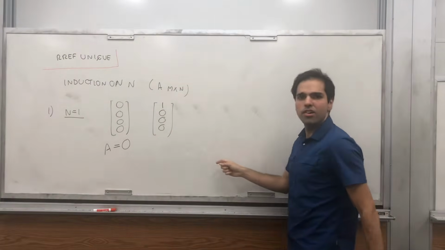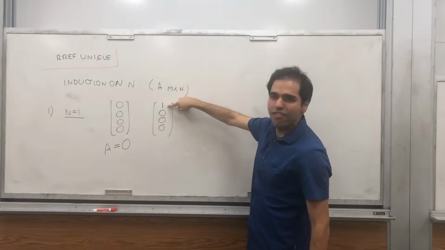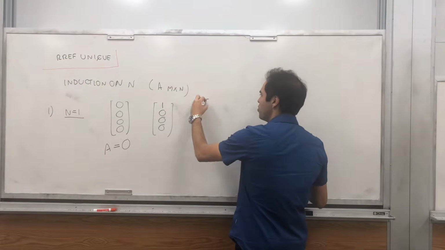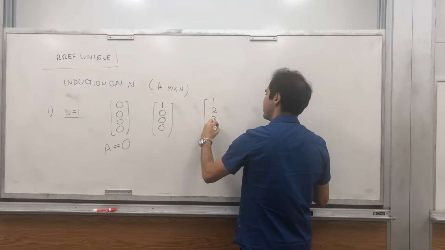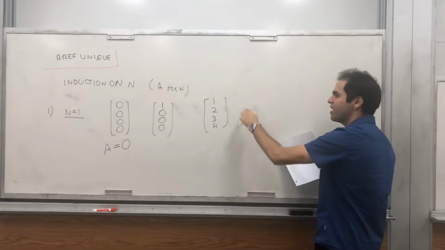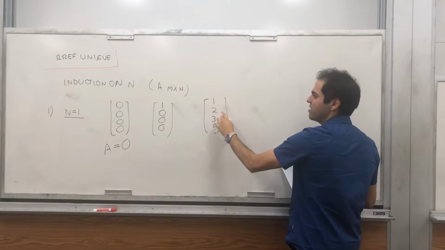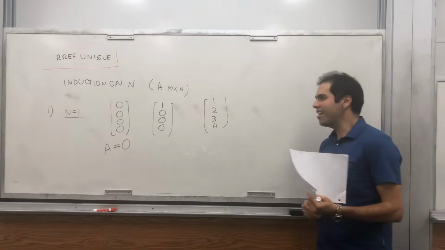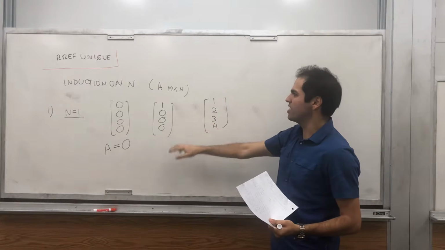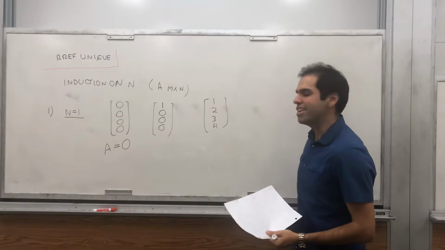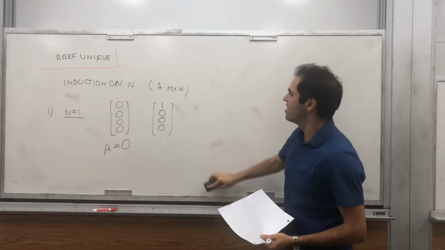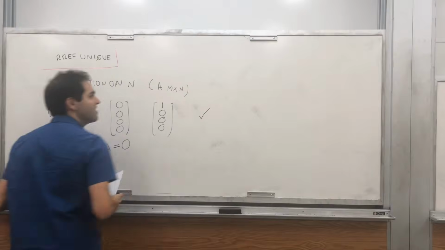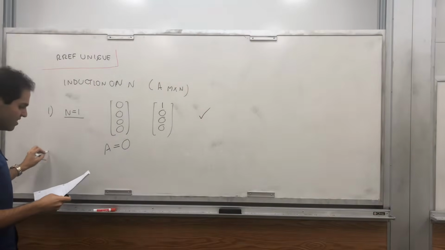Because if there's a pivot here, everything below the pivot has to be 0. And also, suppose you have some non-zero column, then you can reduce it to get 0, 0, 0, and this becomes 1, 0, 0, 0. So any other non-zero matrix must have only this reduced row echelon form. So in this case, the RREF is unique. That's not the exciting part. The exciting part is the induction step.